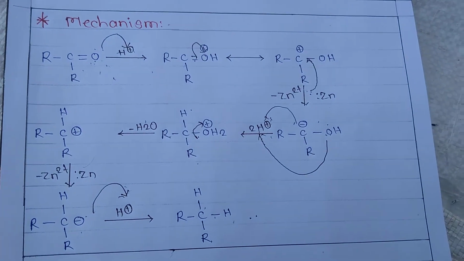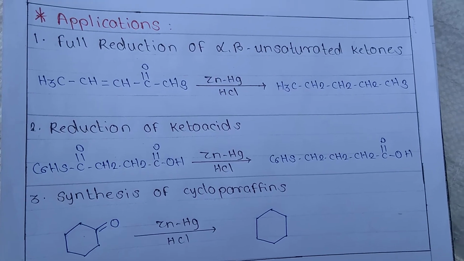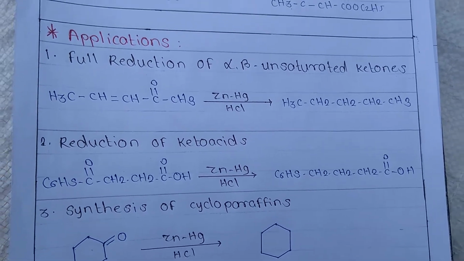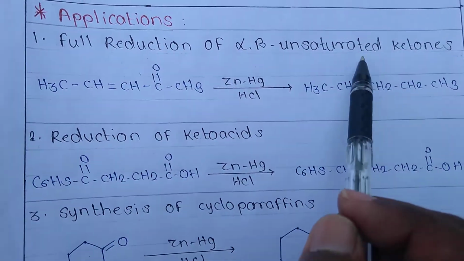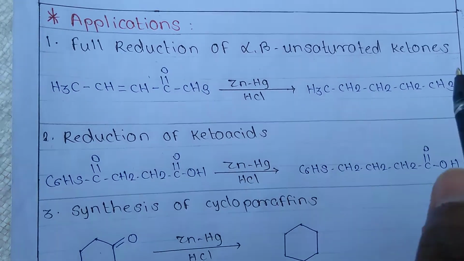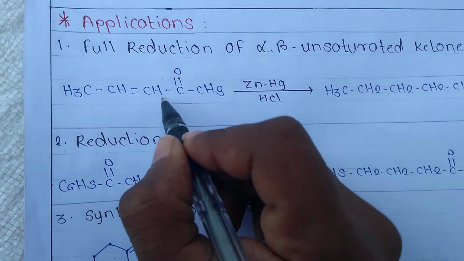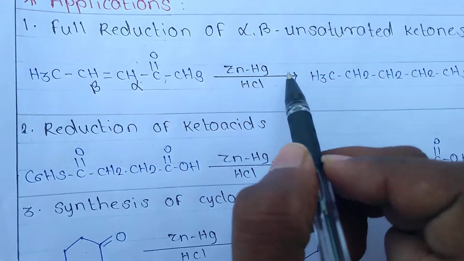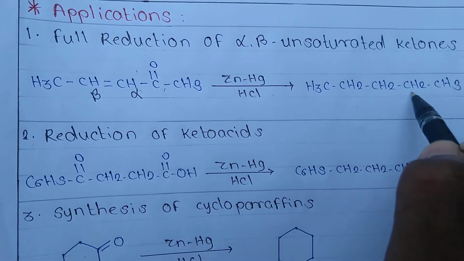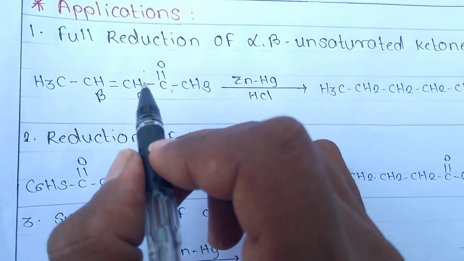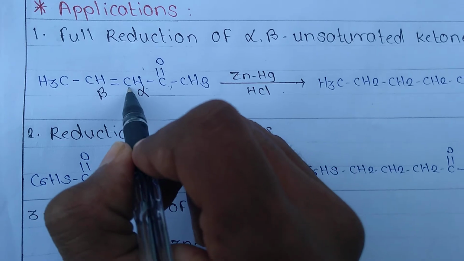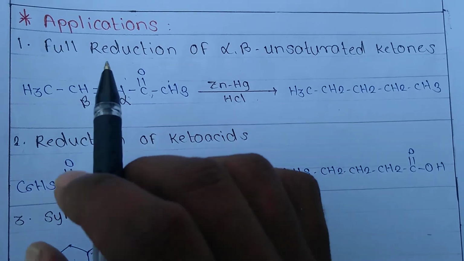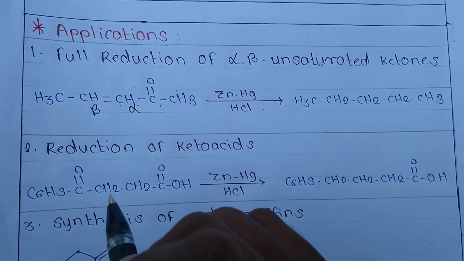Now let's talk about the applications of Clemmensen reduction. There are three important applications of Clemmensen reduction. First one is the full reduction of alpha beta unsaturated ketones. That means an alpha beta unsaturated ketone in the presence of ZnHgHCl gives CH3CH2CH2CH3. So the full reduction, that means the olefinic group is also reduced and the carbonyl group is also reduced due to the Clemmensen reduction.